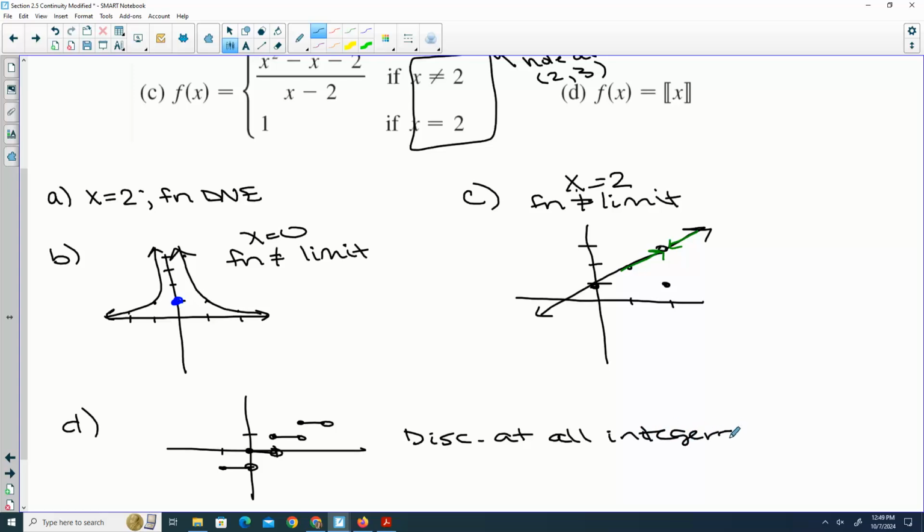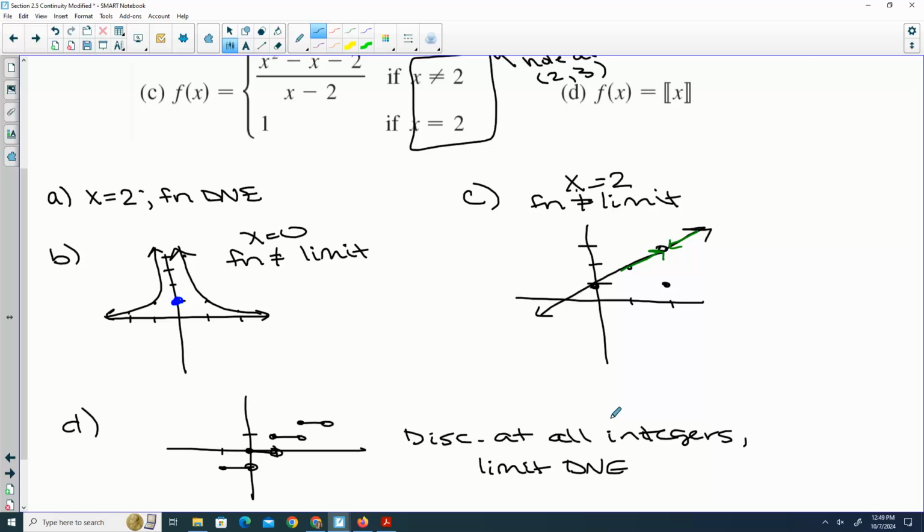Does a function exist there? Yeah. Does a limit exist? Kind of, in some places. One-sided, but from both sides? No. But we're talking about where it's not continuous. So at the integers, it's not continuous because the limit doesn't exist. Alright.